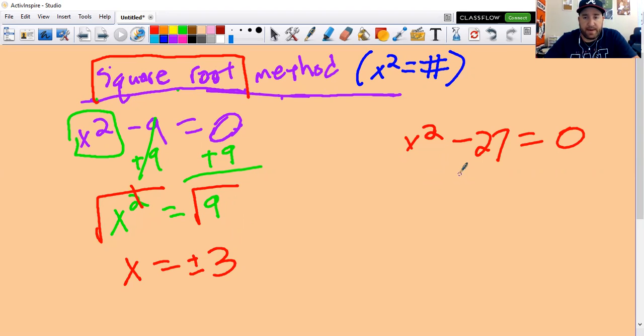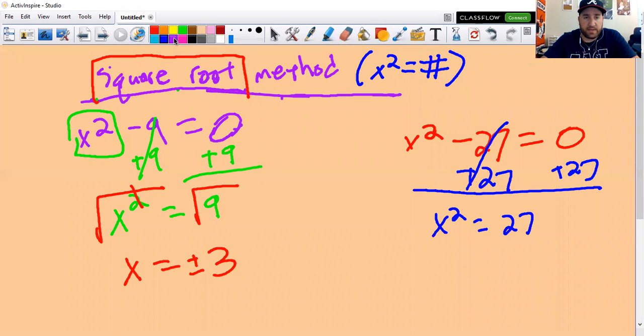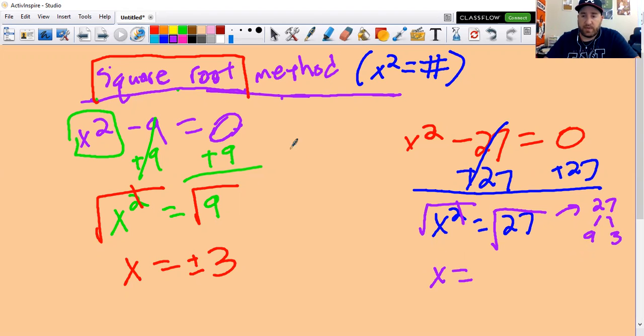Next problem. Same idea, just a different number. So I add 27. X squared equals 27. I'm going to take the square root again. So that's going to leave me x. With 27, I don't have a perfect square like I did with 9. So again, that's when I got to do my factor tree to simplify the radical. Again, we had a discussion in all of our classes about the actual word simplify. Not going to go back over that here. But again, the idea is to break down our square root to get what we can outside of the square root.